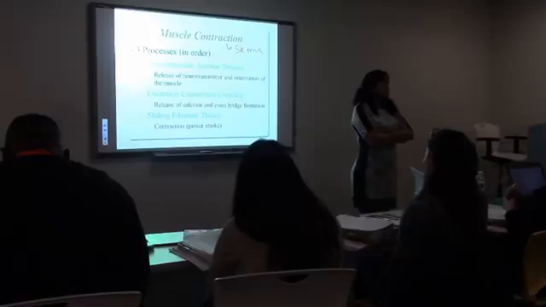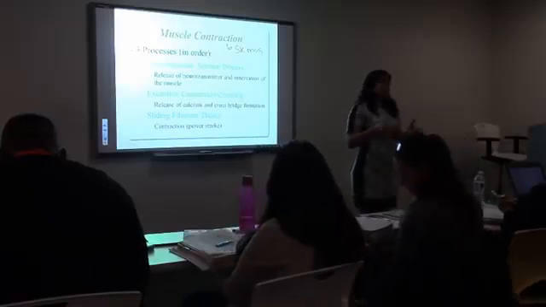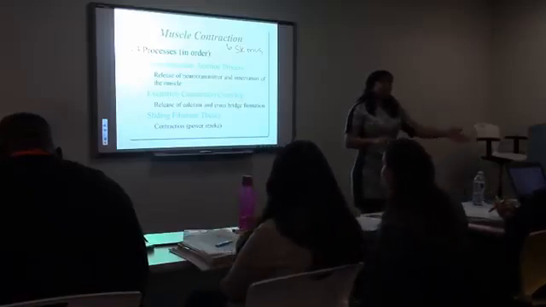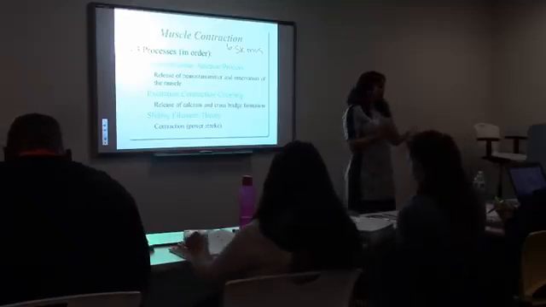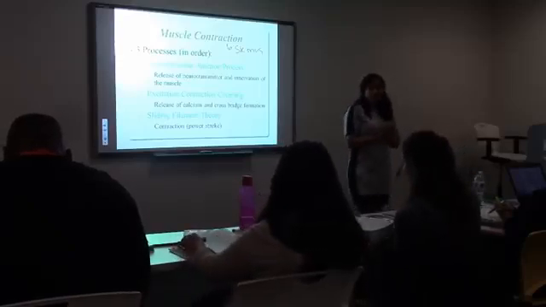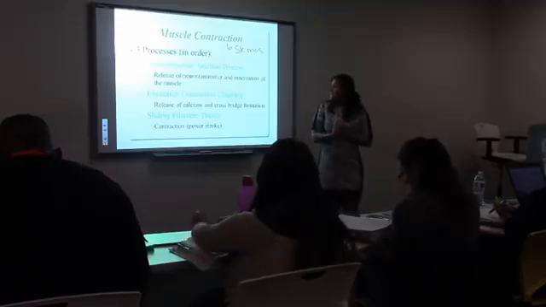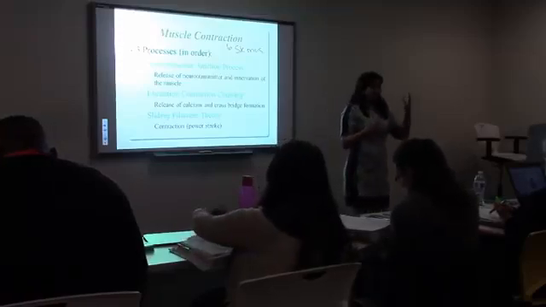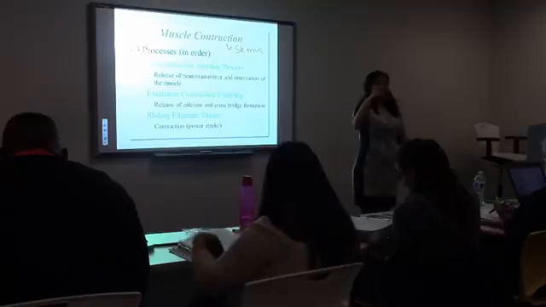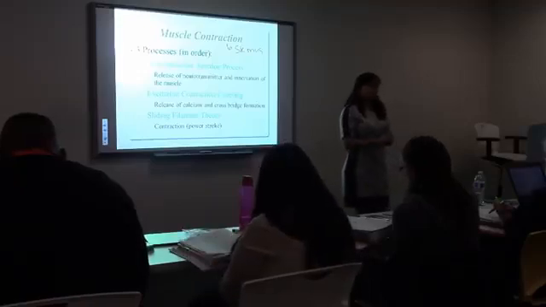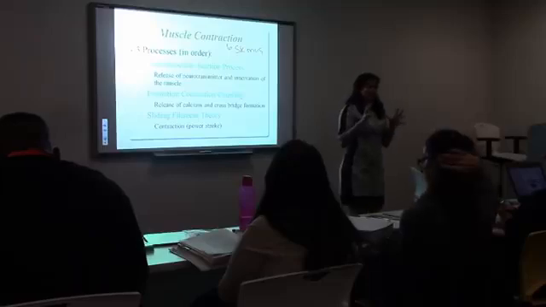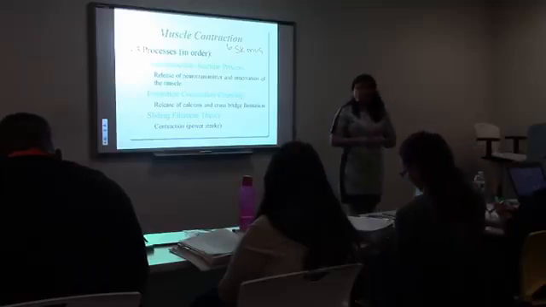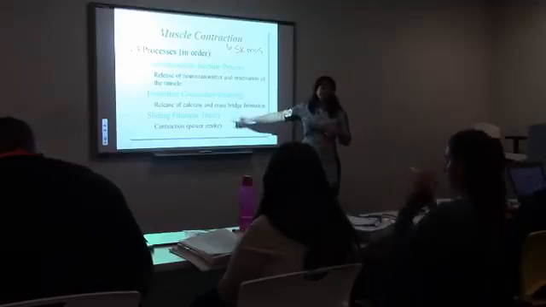So neuromuscular junction process. This is the point where the neuron releases the neurotransmitter and it binds to the muscle cell. That's neuromuscular junction process. Excitation contraction coupling is where calcium is released and cross-bridge formation occurs. Sliding filament theory is the step where actual contraction occurs.